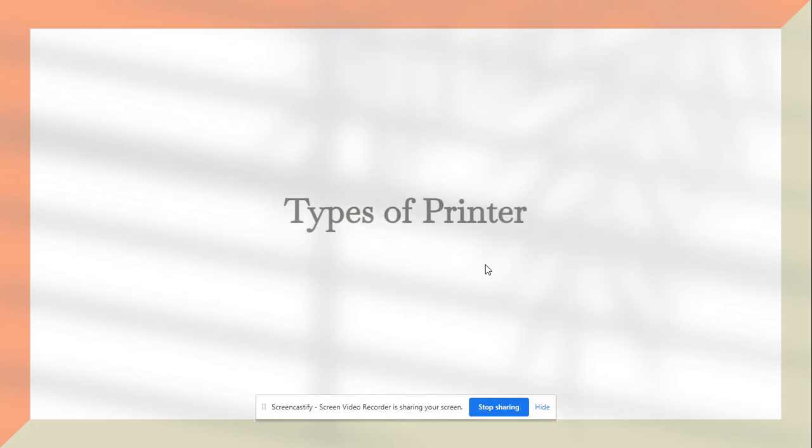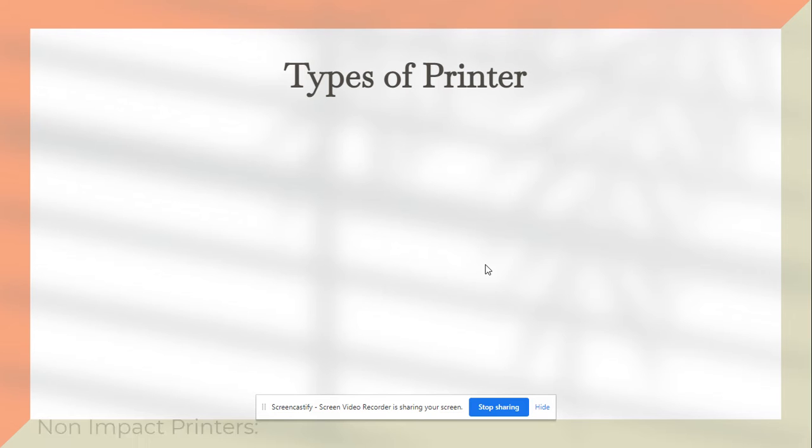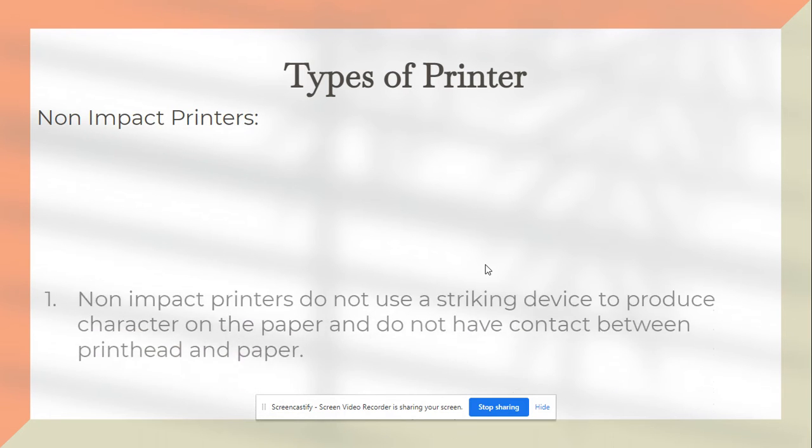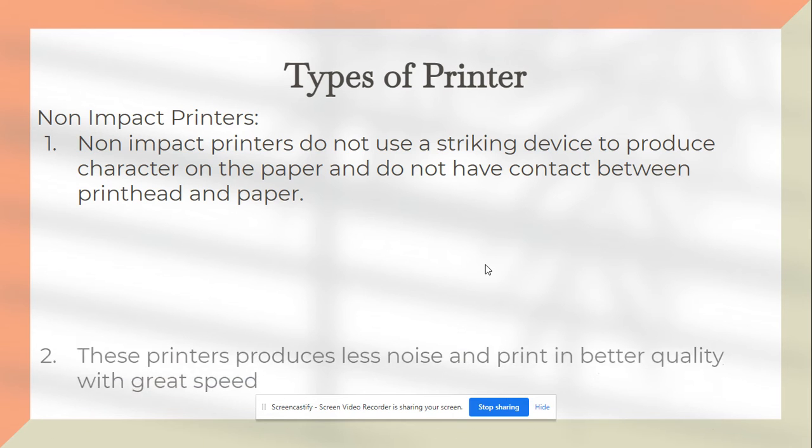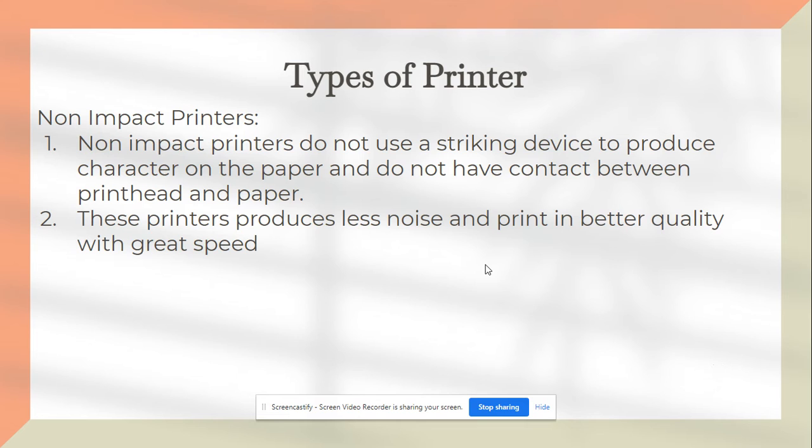Moving ahead with our discussion, again the types of printers, but this time we will be focusing on non-impact printers. Non-impact printers do not use a strike device to produce characters on the paper and do not have contact between the print head and the paper. That means this kind of device is called non-impact because there is no contact between the paper and the printing device, as there was in the impact printer.